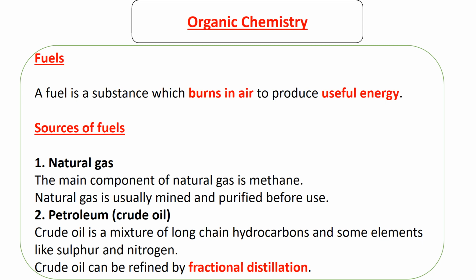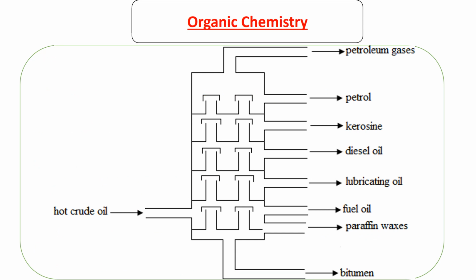So the method that is used to refine crude oil is called fractional distillation, which we're already familiar with. So this is the fractionating column of crude oil. Hot crude oil is pumped here. Once it is pumped, since it's hot, there will be continuous heating and there will be evaporation. So different components of crude oil are going to separate according to different boiling points.